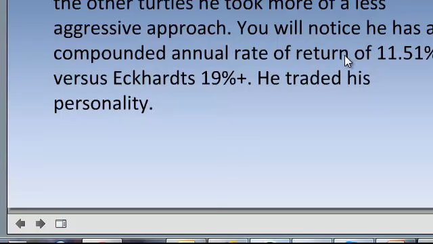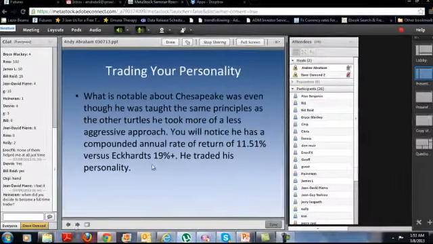Why these guys succeeded? They traded their personality and they didn't give up. That's what I want you to do. I don't want you to give up. You build a trading plan and you follow it. And accept that there's going to be losses, and you keep them small.